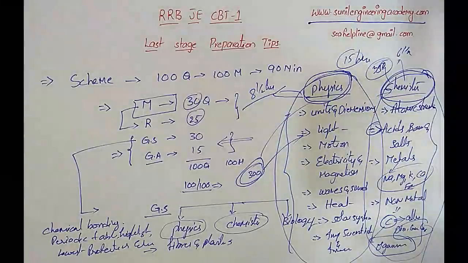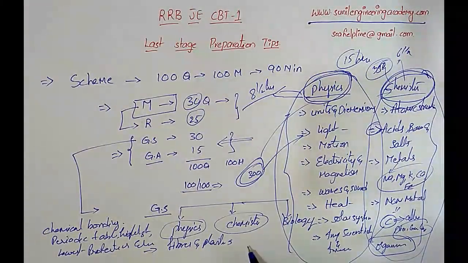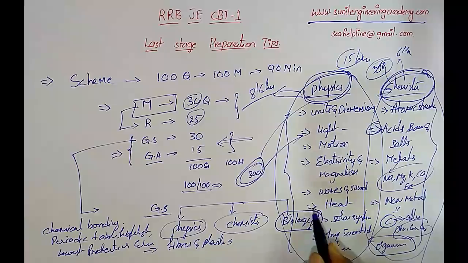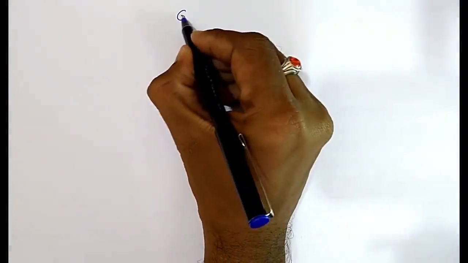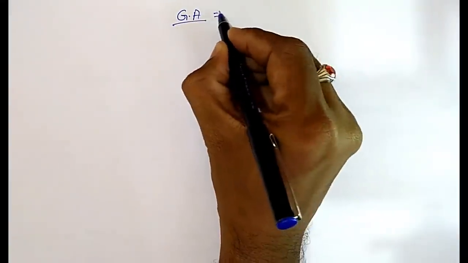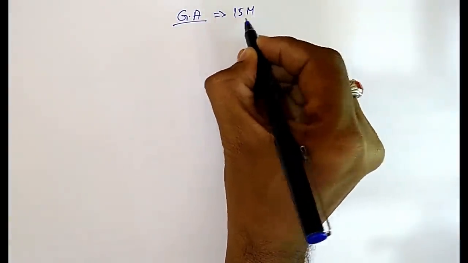Now the remaining is biology. This biology strategy was already given by Bharat sir. And now the next section is general awareness. It has a weightage of 15 marks.